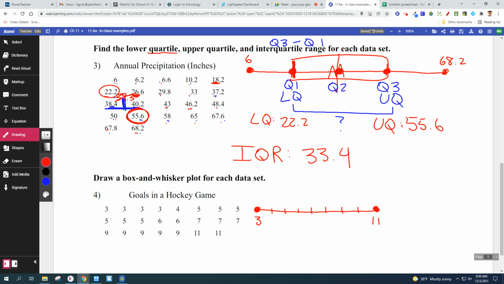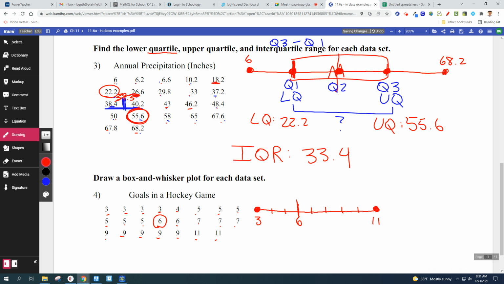So the median, 1, 2, 3, 4, 5, 6, 7, 8. I'm just trying to find the middle. 9, 10, 11. This must be the middle. Okay. I see 11 numbers on either side of that. That must be the middle. So 3, 4, 5, 6, there's the middle right there. Okay, that's the median. So you're going to have something right there.